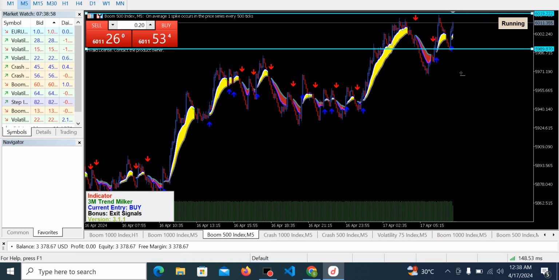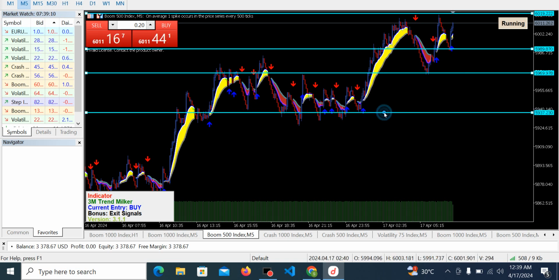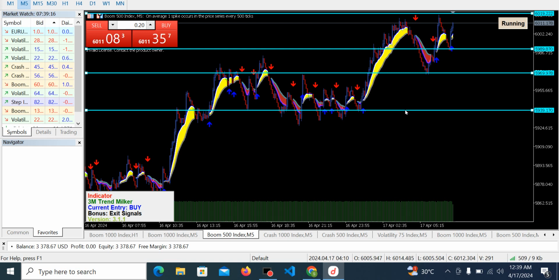If it breaks out below that, then definitely we expect it to get to somewhere here as the second TP. Okay, and if it breaks out below this, then definitely we expect it to get to somewhere here as the third TP. And of course this is very crucial, because it is at a strategic point. If it breaks out from here, definitely it's going to sell more.